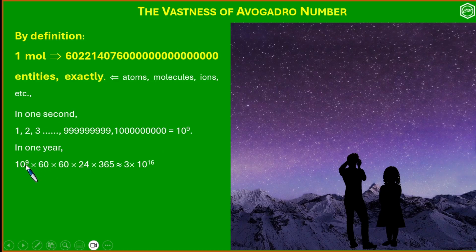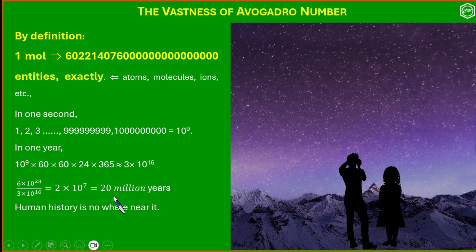In 1 minute, 10 raised to 9 into 60. In 1 hour, into 60. In 1 day, into 24. In 1 year, into 365. That is approximately up to 3 into 10 raised to 16. Now we can calculate the number of years required to count 6 into 10 raised to 23, that is 6 into 10 raised to 23 divided by 3 into 10 raised to 16, that is 2 into 10 raised to 7, that is 20 million years. Human history is nowhere near it.